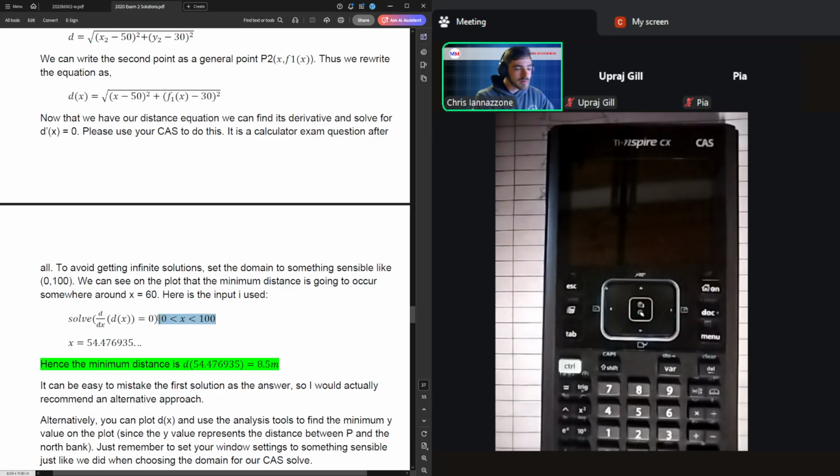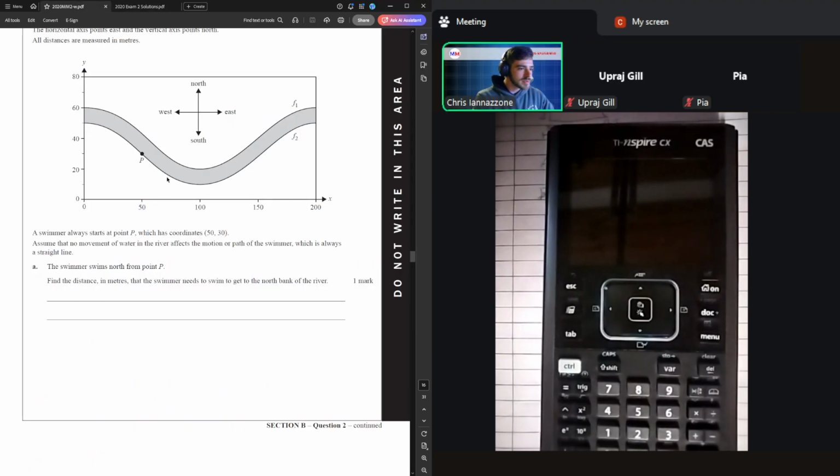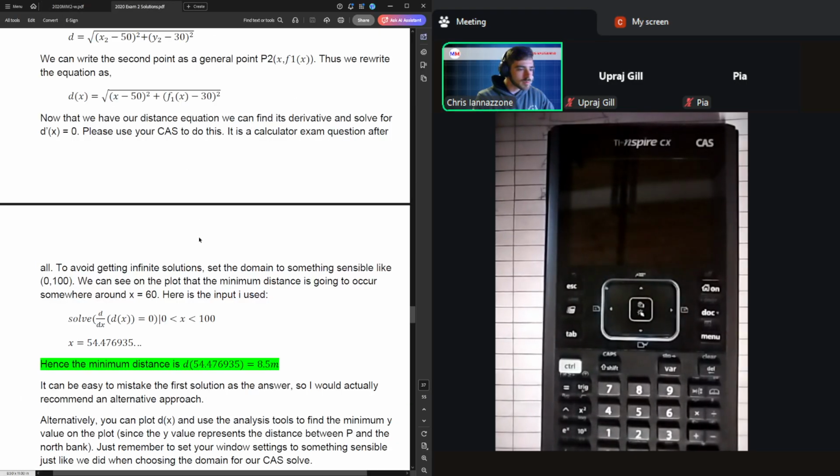Point is, if you are running into that sort of issue, you just limit your domain to something that's a bit sensible. So if you have a look, it's going to be somewhere from 50 to 100. If you imagine starting from P and trying to hit that F1, it's going to be somewhere in that ballpark. Oh, I've done even weirder, which is 0 to 100, but whatever.